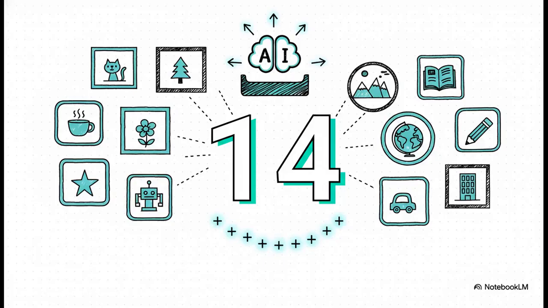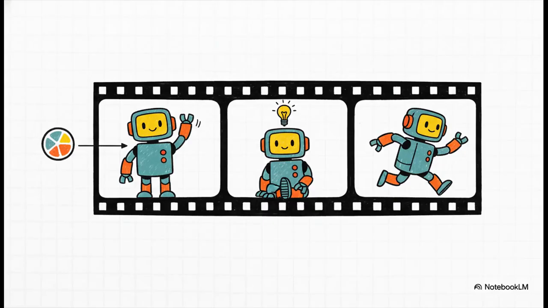All right, let's look at another number. 14. That's how many reference images you can upload into a single prompt to help guide the AI's creation. That's a lot of creative input. And this is your key to consistency. By using reference images, you can make sure your brand colors are spot on or that your characters look exactly the same in every single scene. It's how you maintain a specific visual style across a whole series of illustrations.